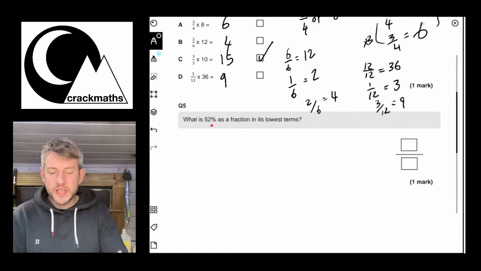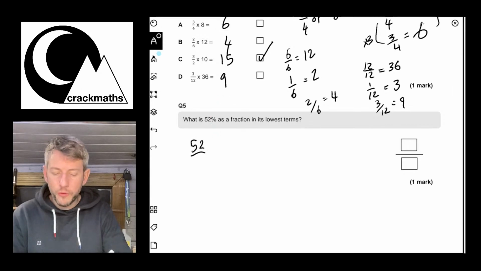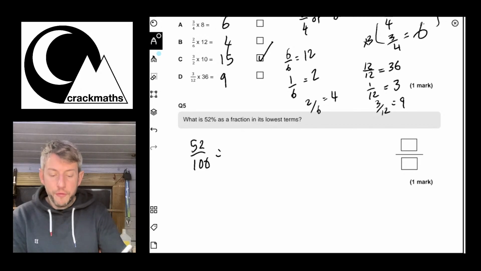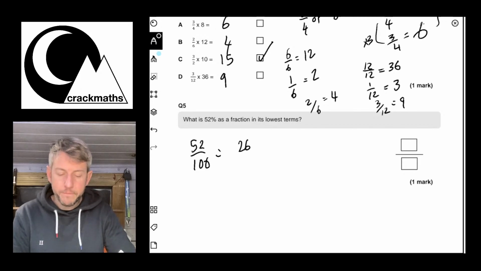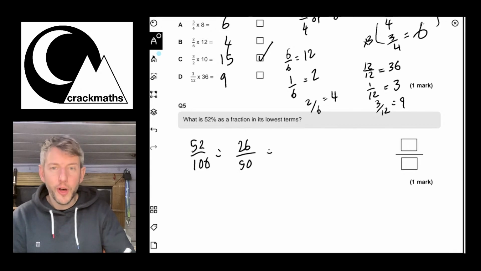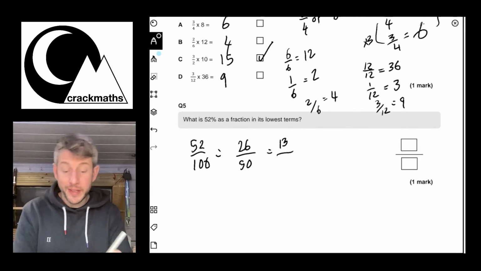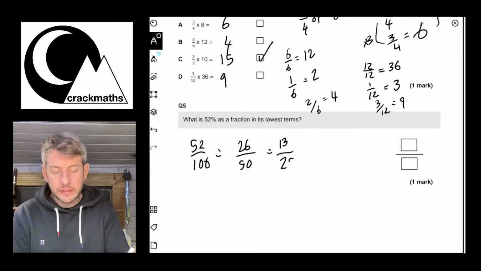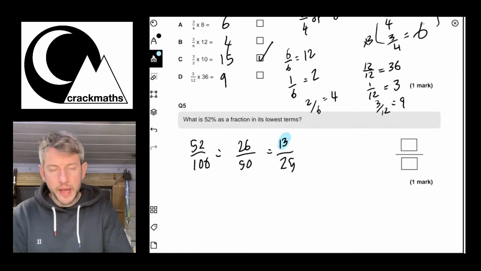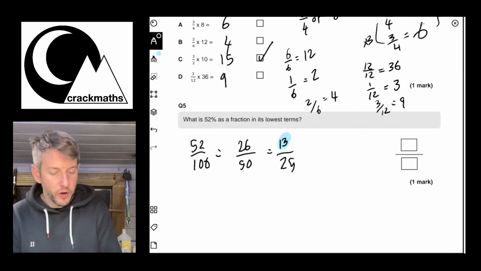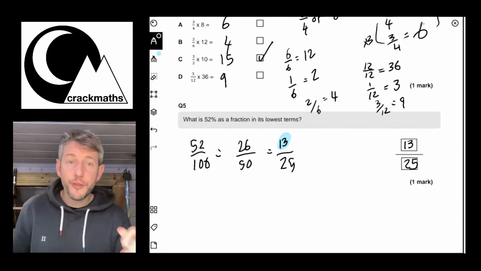Right. What is 52% as a fraction in its lowest terms? So 52% means 52 out of 100. And then we're just going to start halving. Half of 52 is 26. Half of 100 is 50. We can half again. Half of 26 is 13, and half of 50 is 25. 13 is a prime number and can't be divided anymore, so we have got this in its simplest terms. So there we go, 13 out of 25.